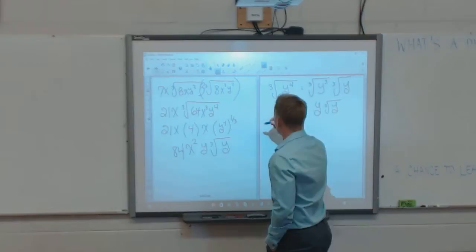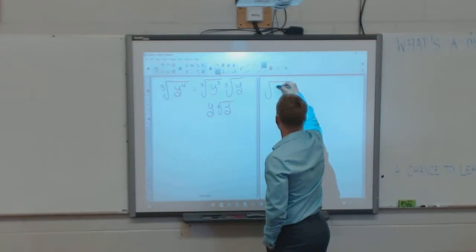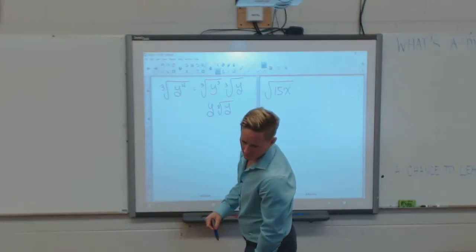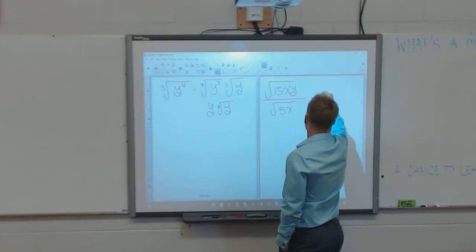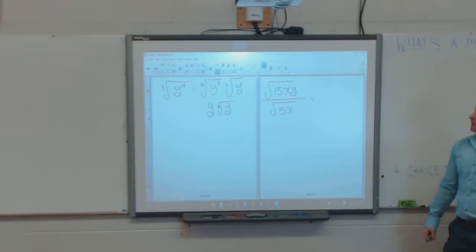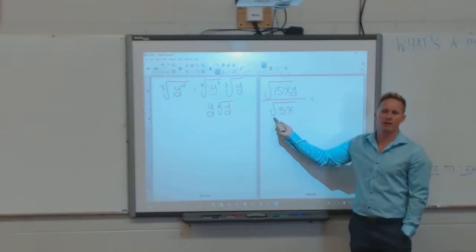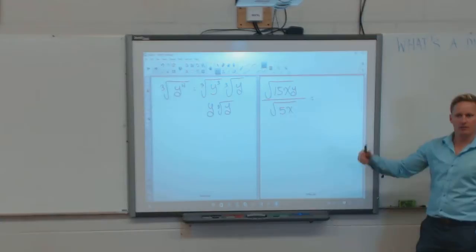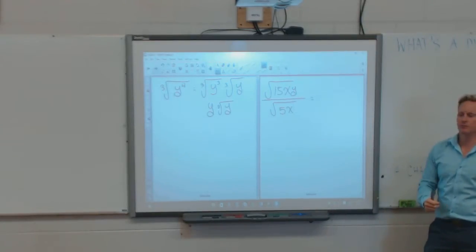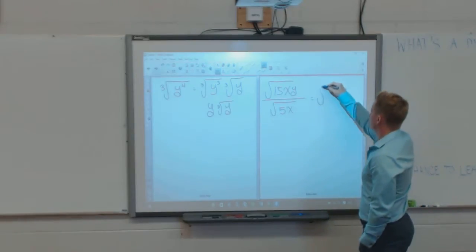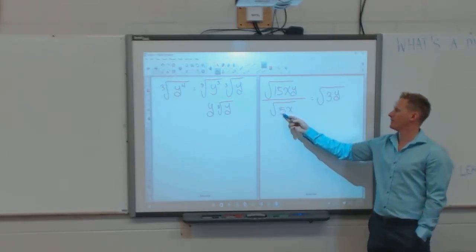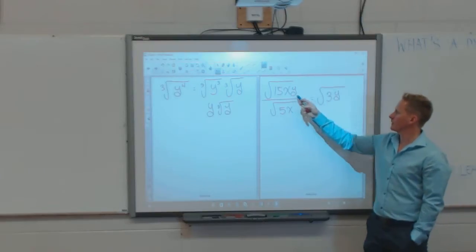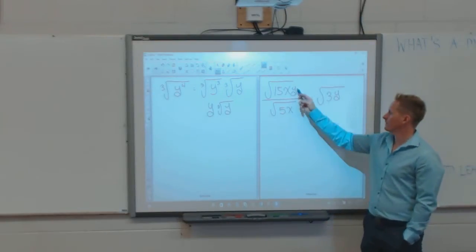What's next? Again, you can only work with these provided they're both under the same root value. If this was a cube root up here and a square root down here, you can't do anything with it and leave them. But if the roots are the same, then you can multiply and divide inside the roots. So what does this equal? 15 divided by 5 is 3. x divided by x is 1. I leave the root y.